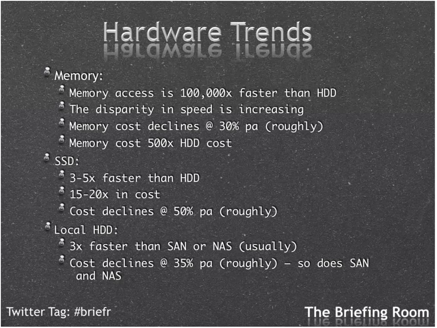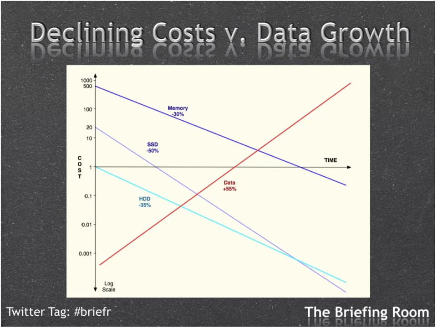Local HDD is 3 times faster than SAN or NAS usually. Cost declines at about 35% per annum roughly. But so does SAN and NAS because it's all the same technology, just bundled up in a different way. Now if we look at a slide of all of those things, what I've done here on the left-hand side is I've actually got a logarithmic scale, otherwise the graphs would blow your mind.